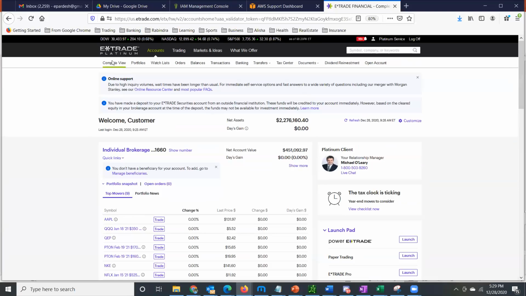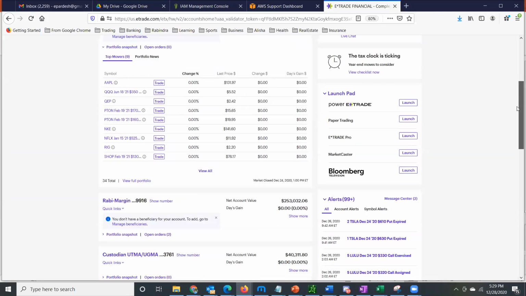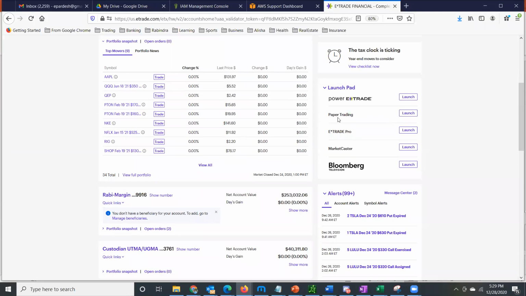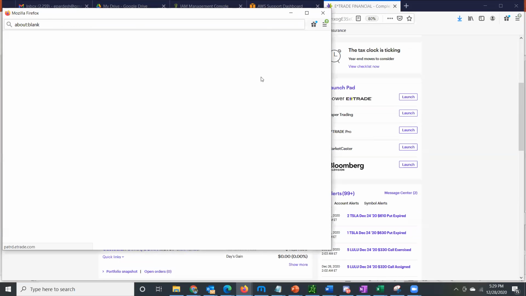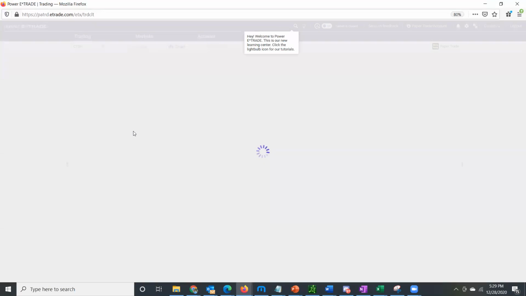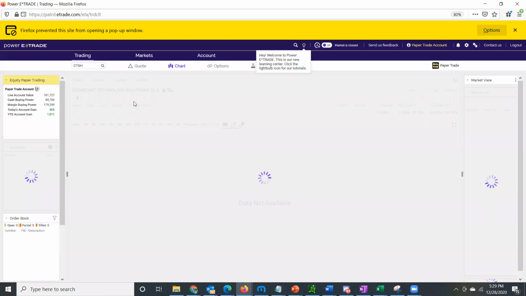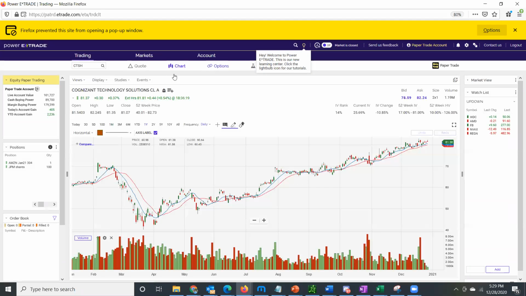If you log into E-Trade, here is the one, and you can click on this right here, Power E-Trade, then paper trading. Click launch, and it will give you 100,000 or something like that dummy money. Paper trading is nothing but practice trading. You are just replicating. You can do some practice trading here.